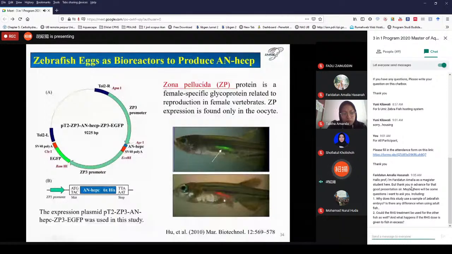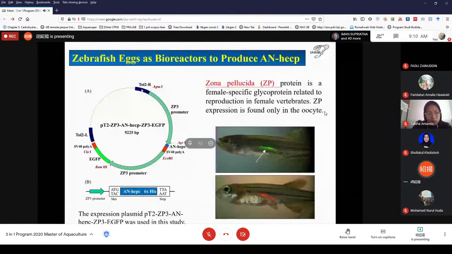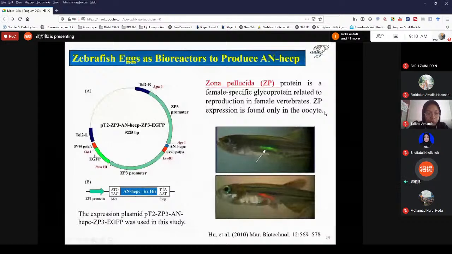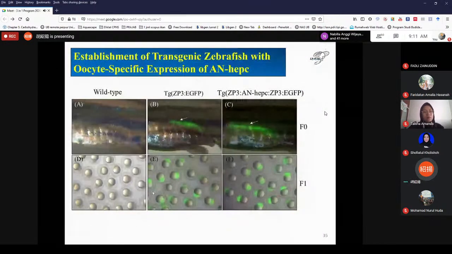And here's how we construct the recombinant DNA. We use one zona pellucida promoter to trigger GFP, and the other zona pellucida promoter to trigger the hepcidin. The GFP is used as an indicator. So it means that if we see the fish with GFP, it means the antimicrobial hepcidin is expressed. And the hepcidin at the C terminal is tagged with 6 histidines, for using the Ni-NTA column to purify. Easy to purify.